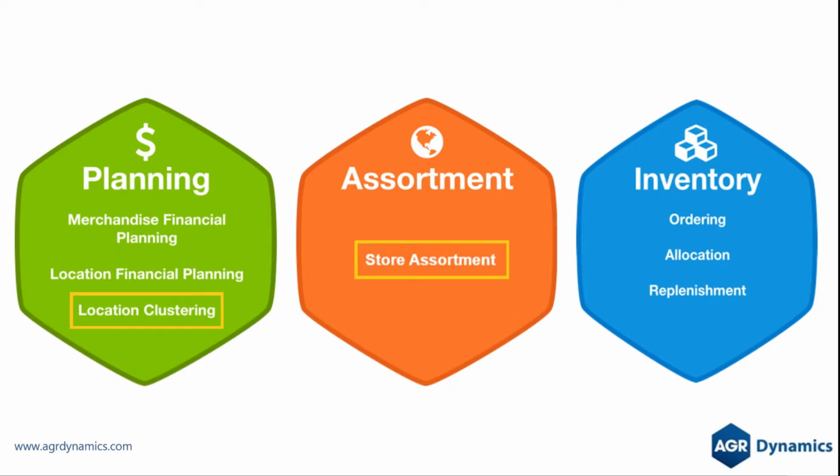Location clustering and store assortment are standalone modules. By that we mean that they are independent of other functionality within AGR and have their own inputs and outputs. They can therefore be implemented on their own. These two standalone modules work well together, and the output from the location clustering module can be used as an input into store assortment, which is the main reason why we have combined them into one webinar.